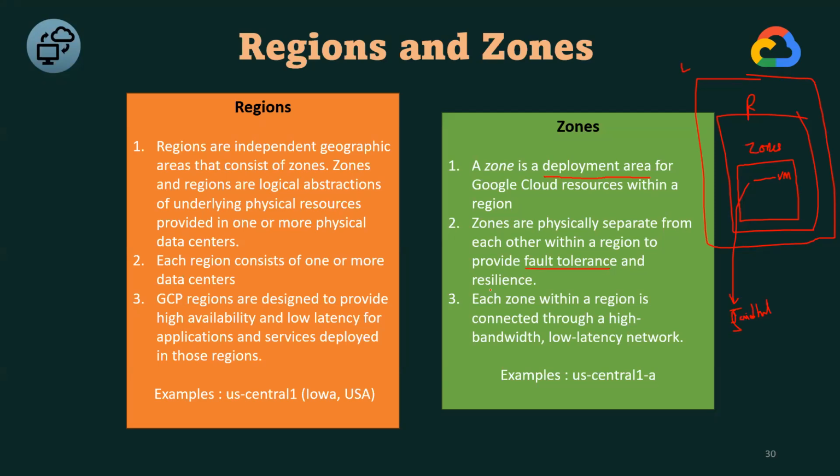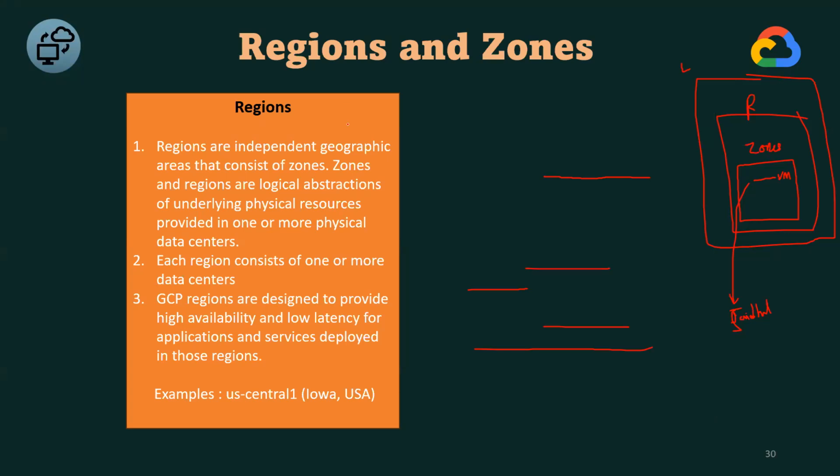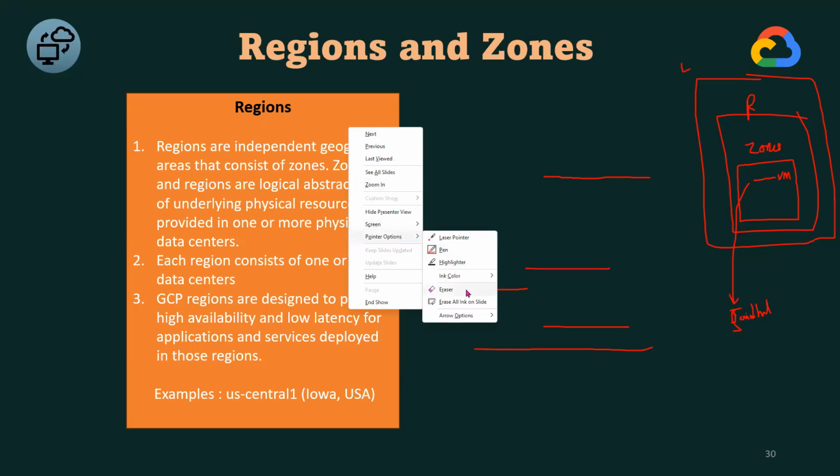This is a very important concept that we should understand. Zones are physically connected. The zones are physically separated and connected via a high bandwidth and low latency network. What is the meaning of this? Let me try to explain.